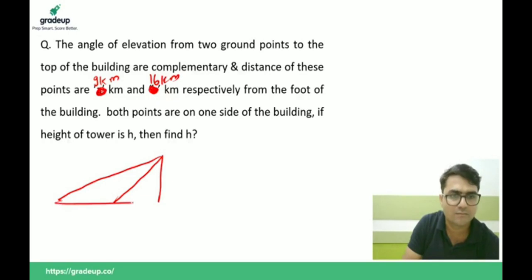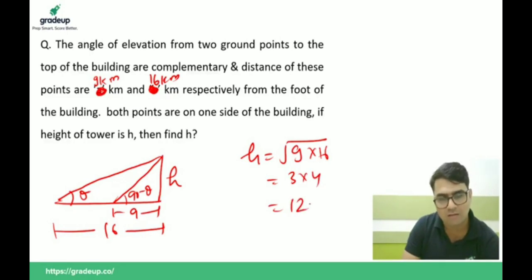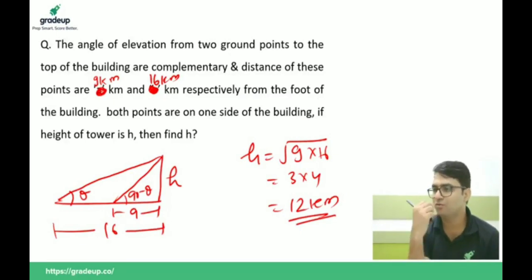So this question has complementary angles, 90 minus theta. This is h, this is 9 and this is 16. You have to find h. So h will be equal to root of 9 into 16, that is 3 into 4, that is 12 kilometer. I hope this point is clear to all of you. If yes, write in the comment box, yes sir.